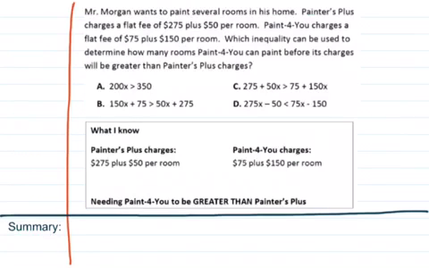Mr. Morgan wants to paint several rooms in his home. Painters Plus charges a flat fee of $275 plus $50 per room. Paint for You charges a flat fee of $75 plus $150 per room. Which inequality can be used to determine how many rooms Paint for You can paint before its charges will be greater than Painters Plus charges? Okay, that's a lot of information.